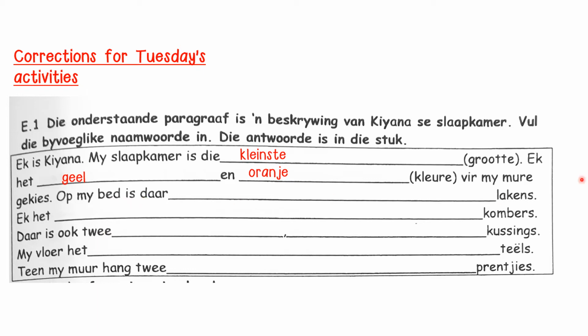Op my bed is daar pers lakens. On my bed there are purple sheets. Ek het 'n sneeuwwit en grasgroen kombers. I have a snow white and grass green blanket. Daar is ook twee reuse groot sagte kussings. There are two huge soft pillows.